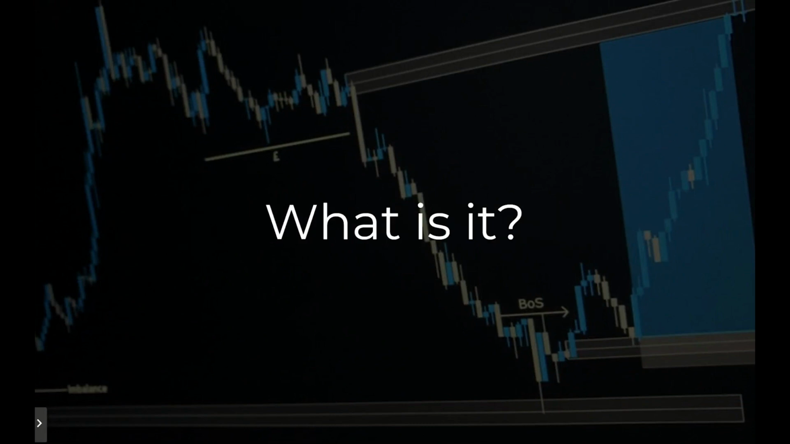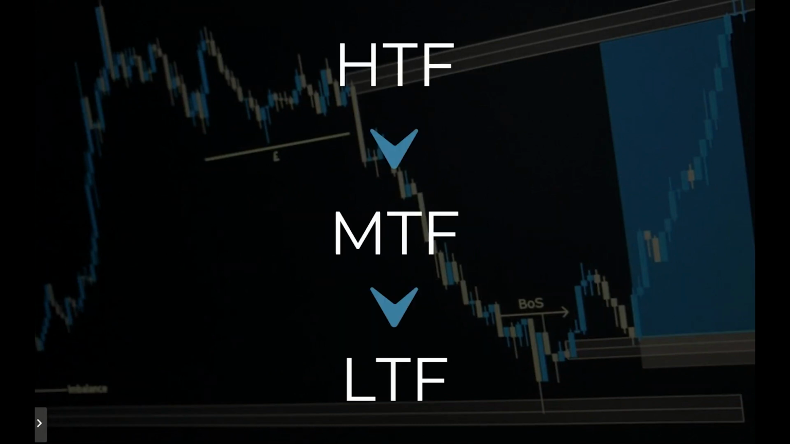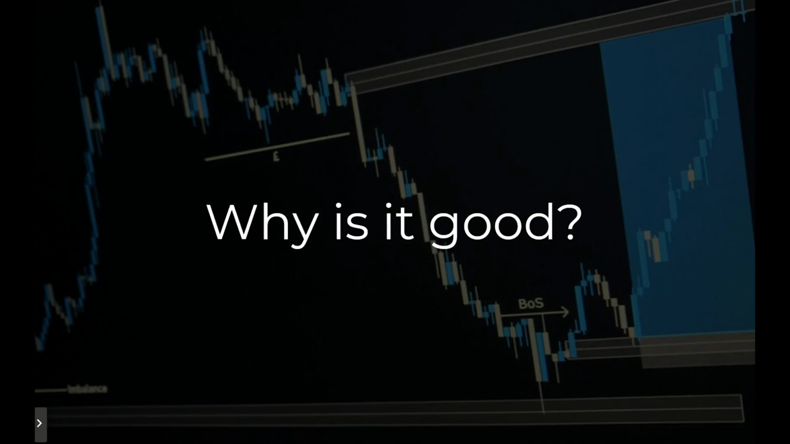So what is top-down analysis? Well, top-down analysis is the act of moving from the high time frames to the medium time frames to the low time frames. And by doing this, you're going to get a view of every single time frame and the direction on all of the different levels of high time frame, medium time frame, and low time frame. Okay. So why is it good? Why is it actually good to carry out top-down analysis?